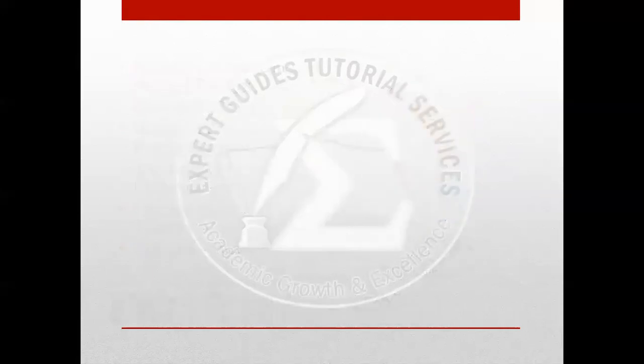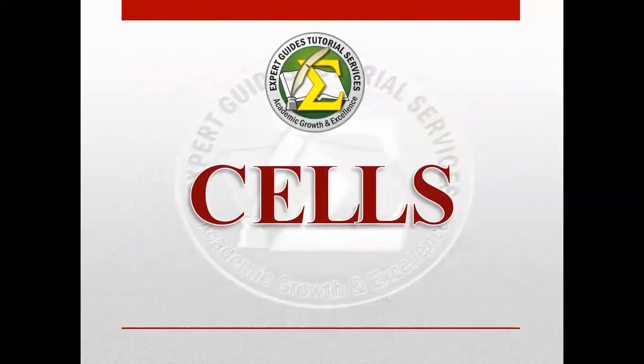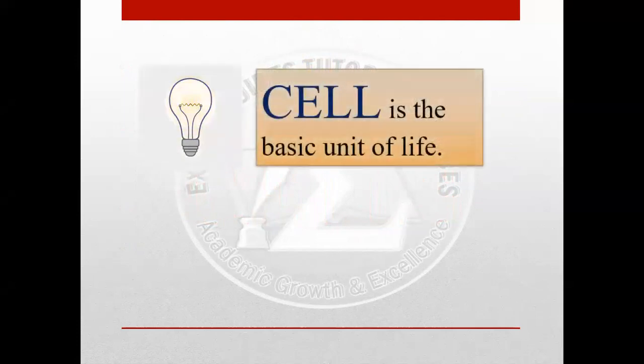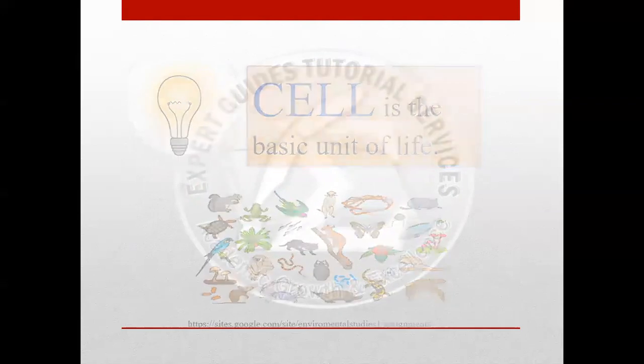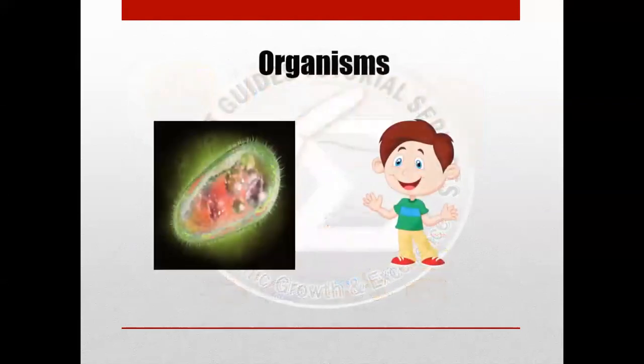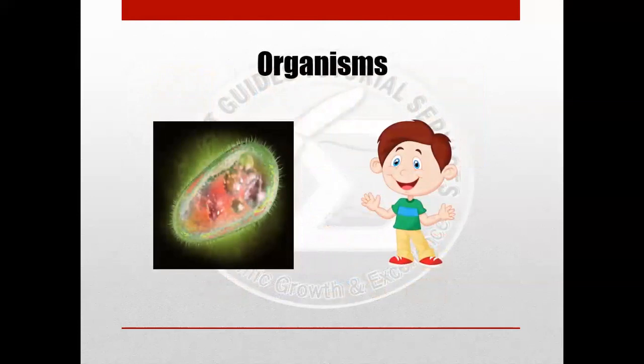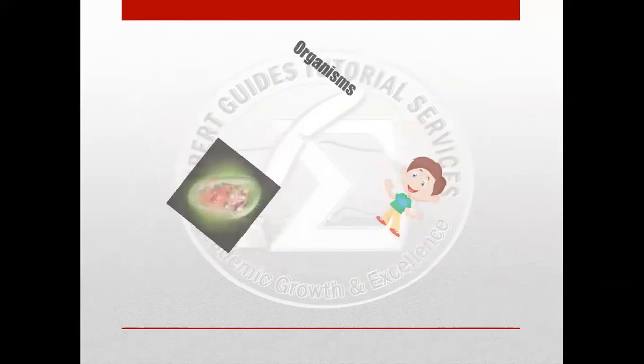So for today, we will be talking about cells. Cells are called the basic unit of life, and every living thing is made of cells. The living organisms are classified according to the number of their cells. Some organisms have only one cell, while some have many cells.